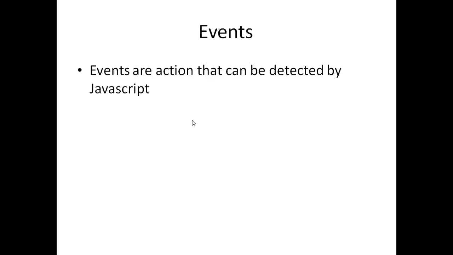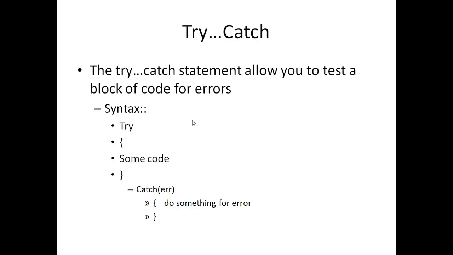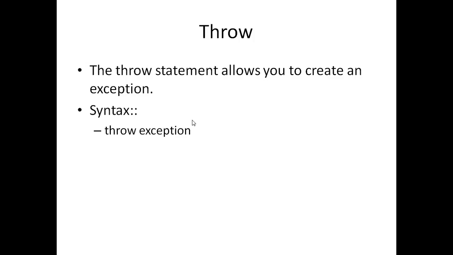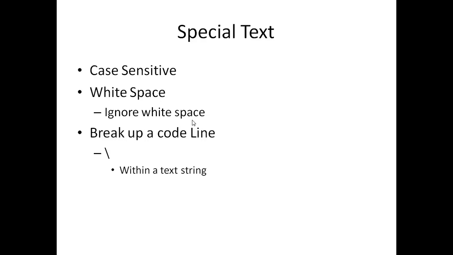Event: an action that can be detected by JavaScript. Try and catch. The try and catch statement allows the user to test a block of code for errors. Let's try some code and catch. The throw statement allows you to create an exception, so it's like raising one exception out of a condition. Special text: case sensitivity, and whitespace in the middle is ignored.